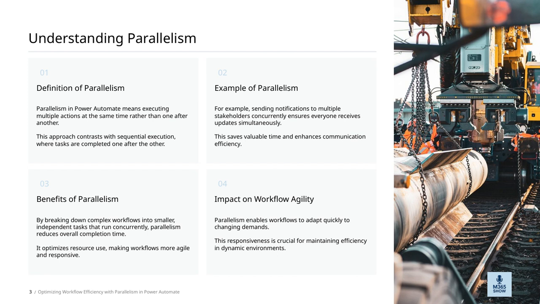One of the major benefits of parallelism is that it enables actions like sending notifications to multiple stakeholders simultaneously. Instead of waiting for each notification to go out one after the other, everyone gets updates at the same time, saving valuable time and improving communication. In Power Automate, parallelism means executing multiple actions at the same time rather than sequentially. This approach contrasts with the traditional way where each task waits for the previous one to finish. So, by leveraging parallelism, you can significantly speed up your workflows and make them more efficient.